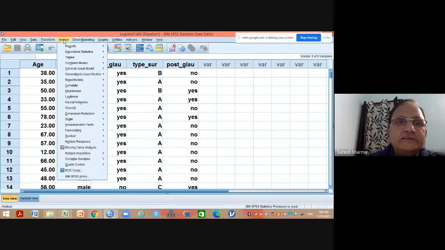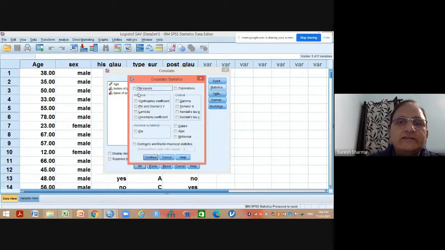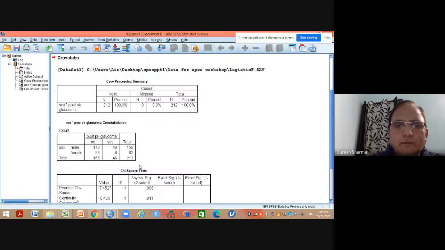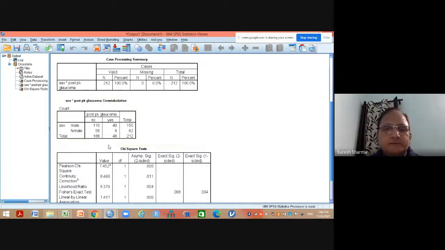You go to Analyze, you go to Descriptive Statistics, and in descriptive there is Crosstabs. Crosstabs. Let's say in rows I fix gender, sex, in column I fix post-PK glaucoma, right? And then go to Statistics, and then there is chi-square. So this is chi-square. And then Continue and simply press OK. You will get the result. You will get a p-value. Now you can see the result.